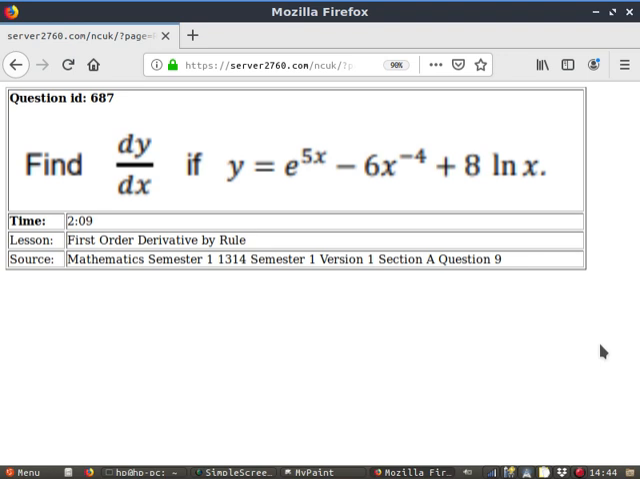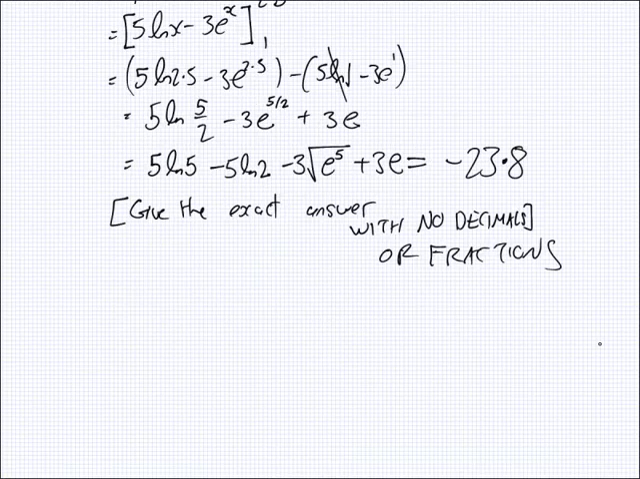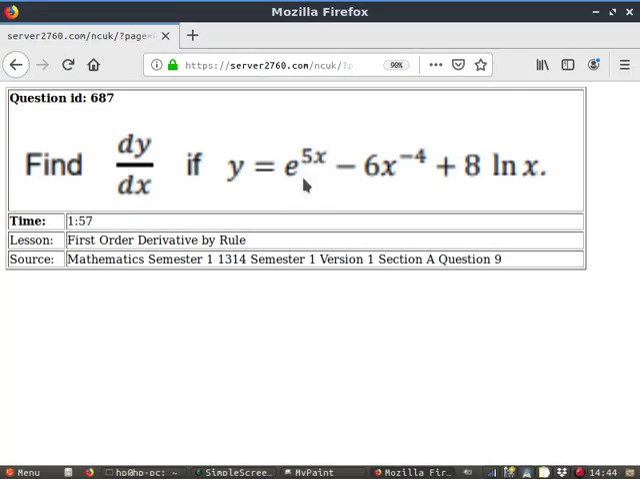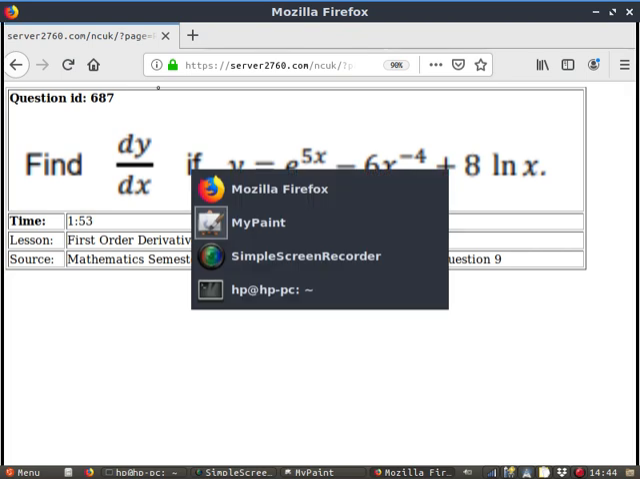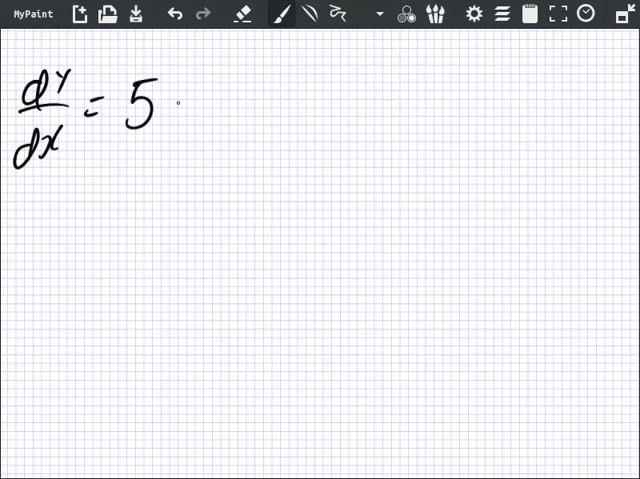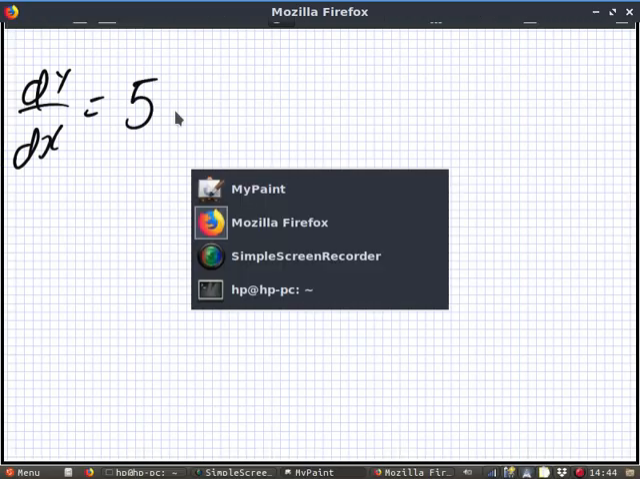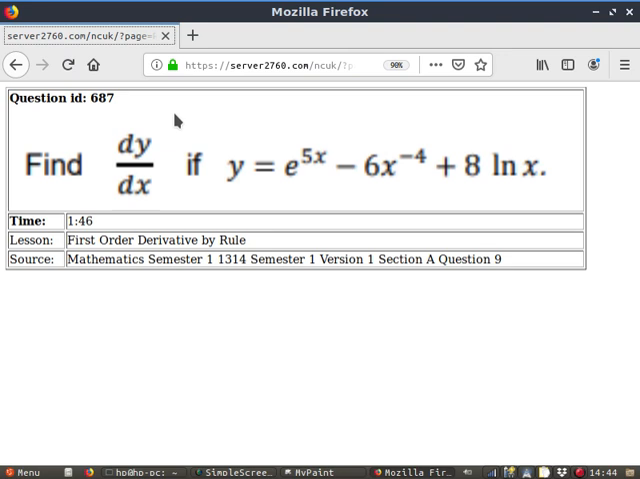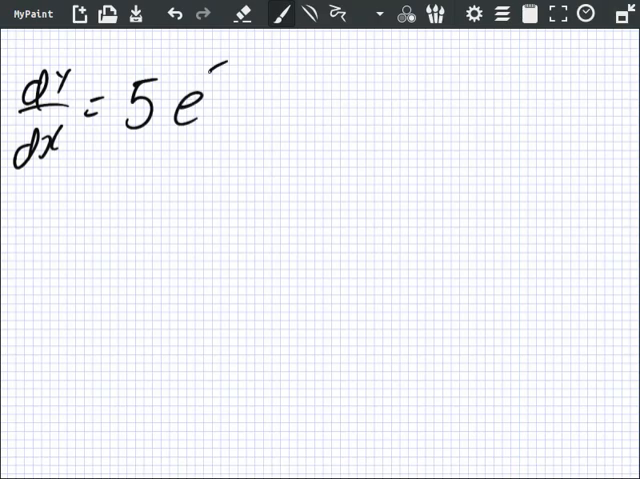They don't even ask you to sub in a value for x. I think we can do this one now. So dy/dx equals, Ishpreet, what's the first one here? Go on, what is it? 5 log? Did you say log? No, Ishpreet, no. e^5x.